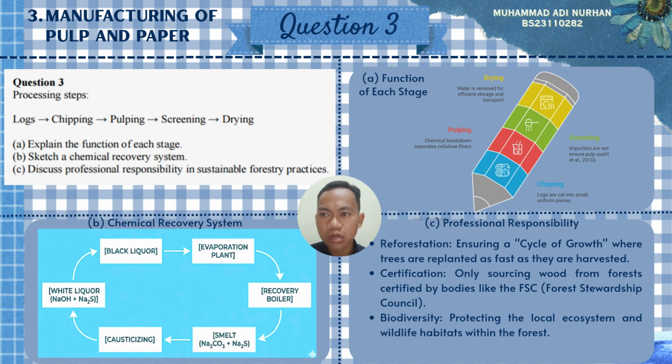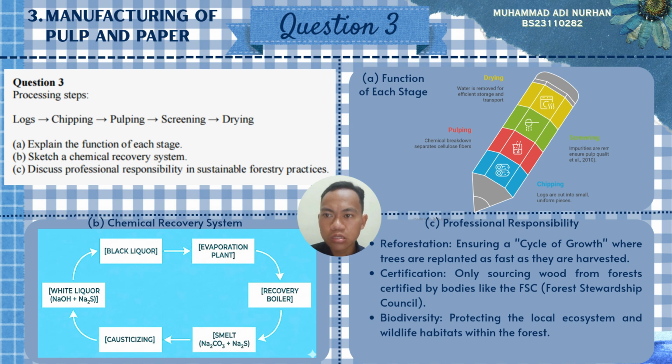As I mentioned earlier, the chemical recovery system is what makes this entire industry possible. Looking at the loop on the slide, the mill functions like a mini power plant. We evaporate the black liquor, burn it in the recovery boiler to generate energy, and use the smelt to regenerate fresh white liquor. To bring us to our professional responsibility in forestry, it isn't enough to just run an efficient mill.